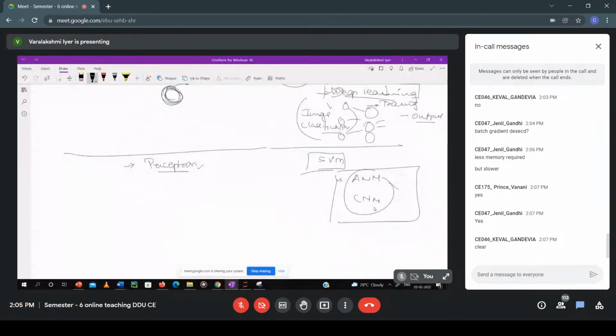Okay, so for building your basic artificial neural network, the perceptron is used.